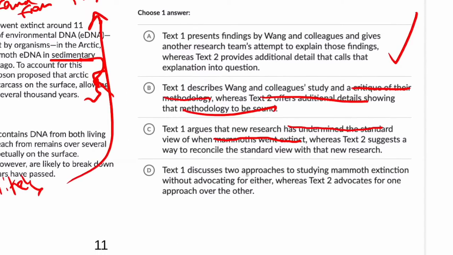And then D, text 1 discusses two approaches to studying mammoth extinction without advocating for either. Nope. It does not do that. It does not discuss two approaches to studying mammoth extinction. Yeah. So it's going to be A.